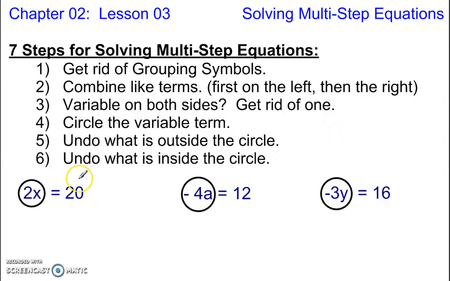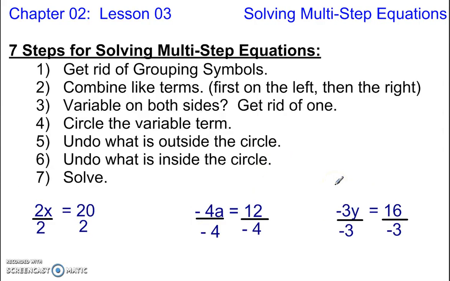Next step, undo what's inside the circle. So now I have 2 times x inside the circle. I'm going to divide by 2. Remember, whatever you do on one side of the equation, you have to do on the other side. Divide by negative 4, because a is being multiplied by negative 4. And now here we're going to divide by negative 3 on each side, because we're multiplying by negative 3.